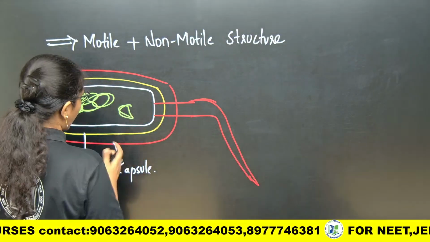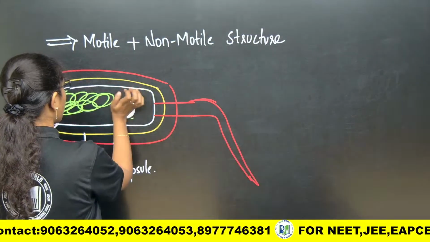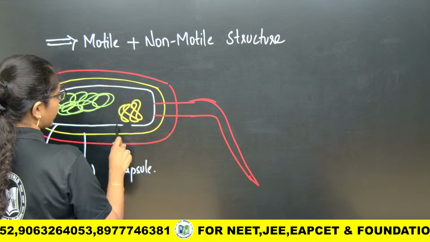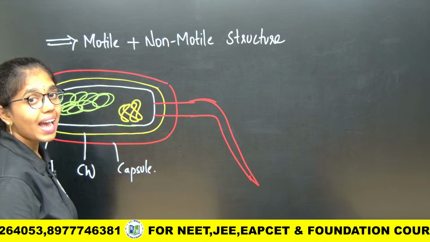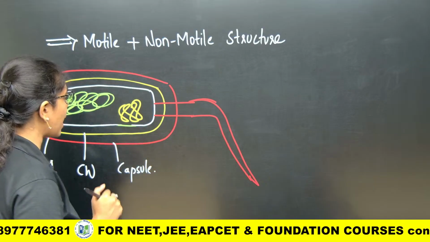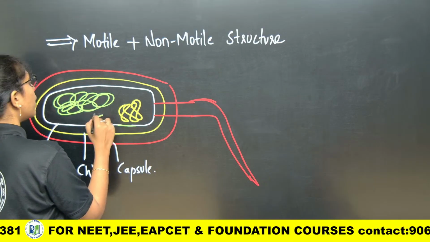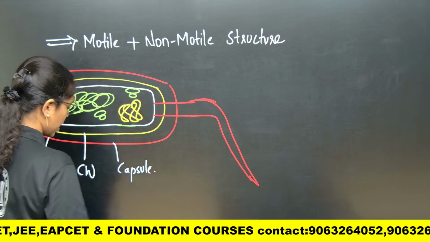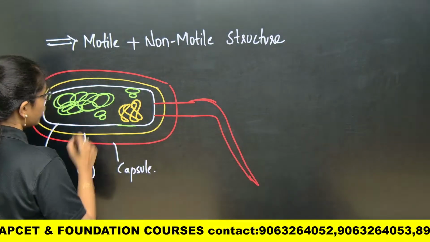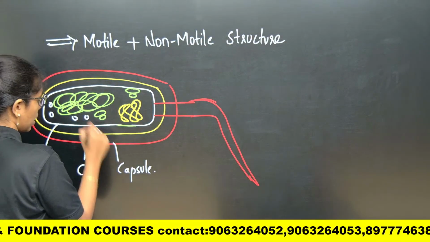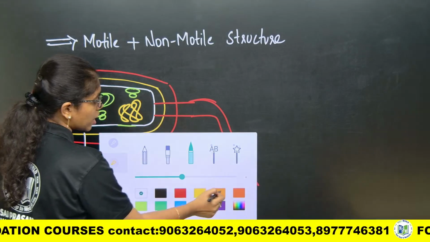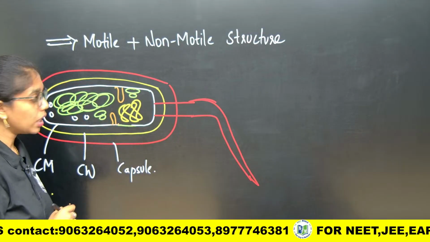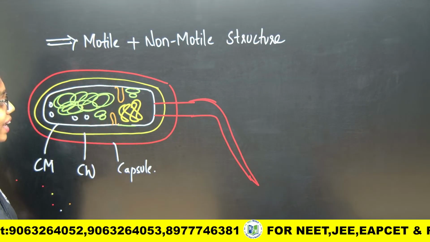Plasmid DNA is also double stranded circular DNA. This is helpful in conjugation, phenotypic character and resistance to antibiotics. And inside you have ribosomes in the cytoplasm and attached to the cell membrane as well. Then you have inclusion bodies as well. Most importantly, the extensions of the cell membrane, what are those? Mesosomes.